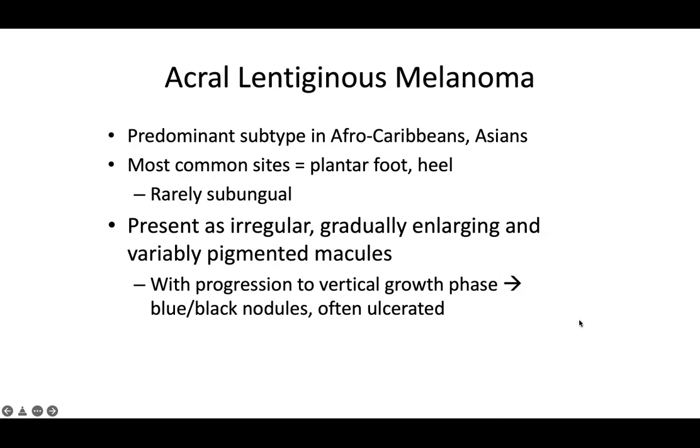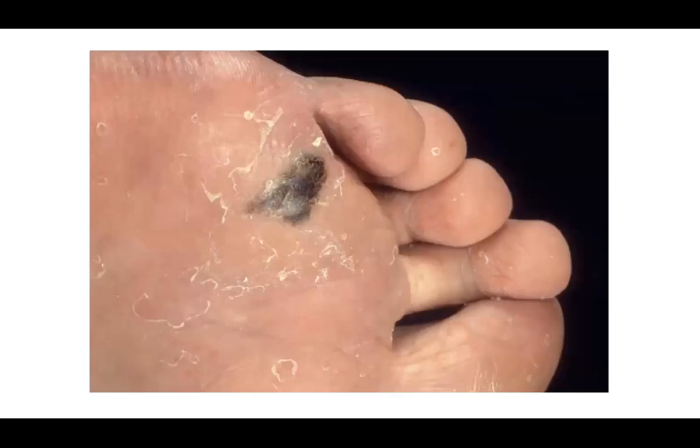So with progression to the vertical growth phase, then these macules will turn into nodules, and oftentimes they will ulcerate. So if you have an ulcerated pigmented lesion on the bottom of someone's foot and they're an older person, then you've got to do a biopsy right then and there. You've got to convince them that we have to do a biopsy to make sure that we're not dealing with an acral lentiginous melanoma. Here you can see this irregular plaque.